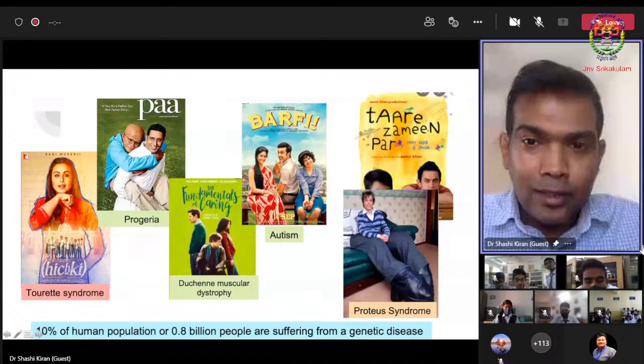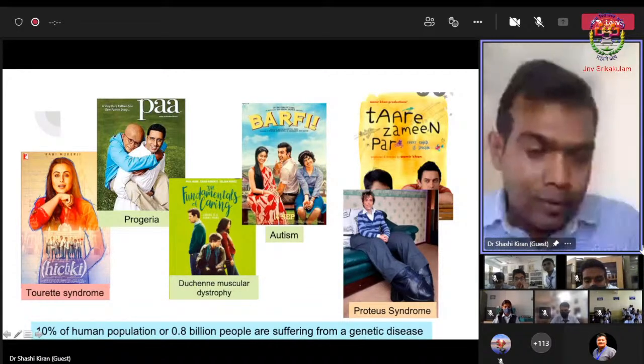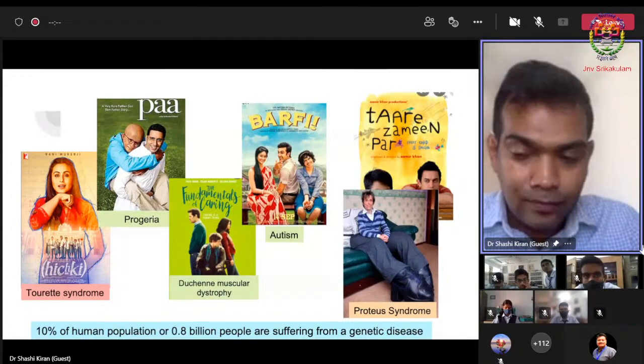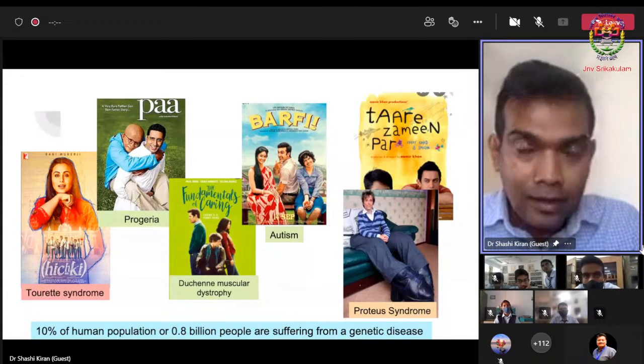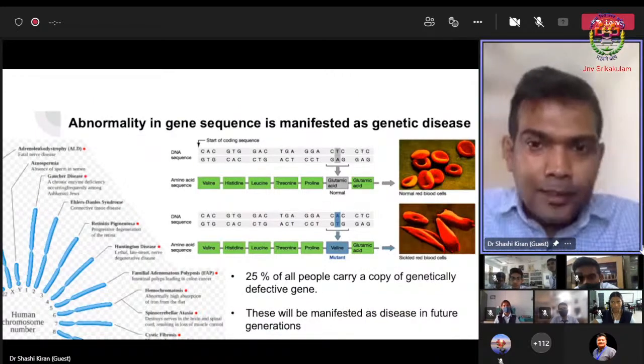Why this is important is that this is not a small number of people. If you consider the whole human population, 10% of the human population, or 0.8 billion people, are suffering from one or another form of a rare genetic disease. Okay, several of them are there, and Dr. Ashwin will talk more about these diseases. Okay, so what happens?